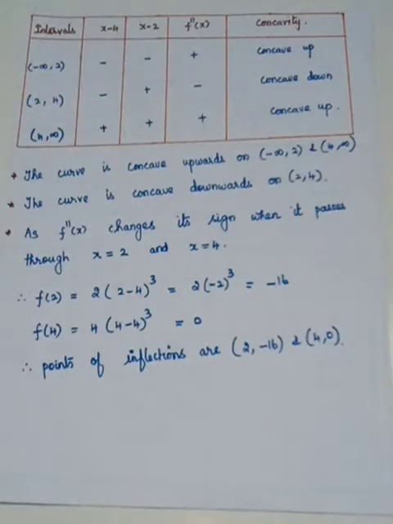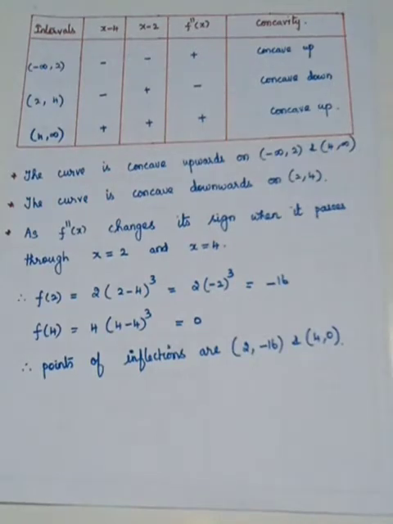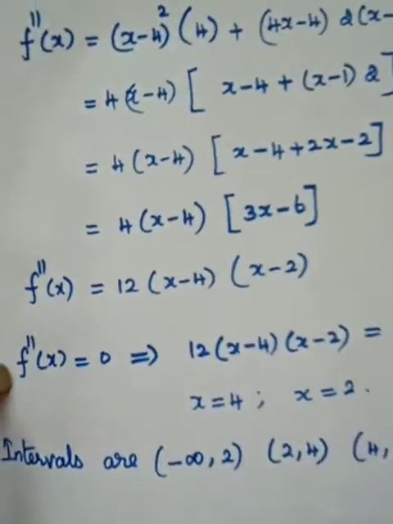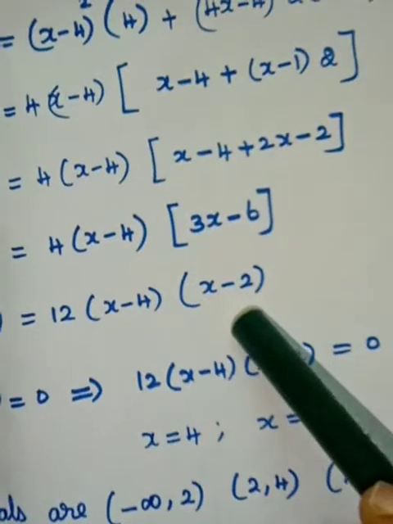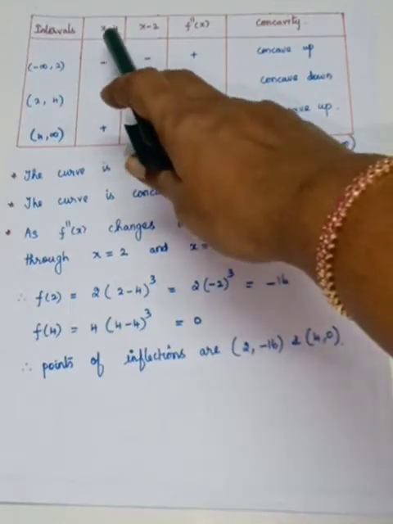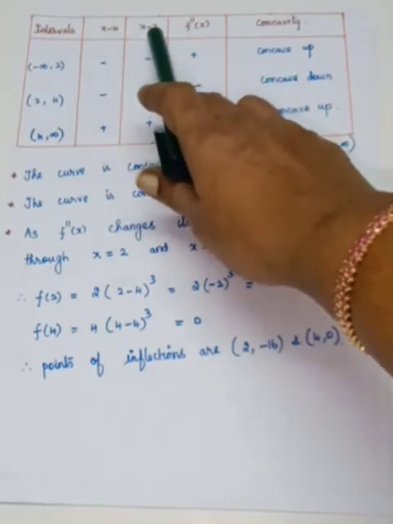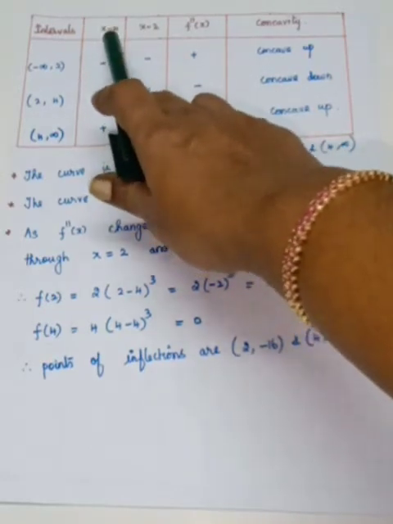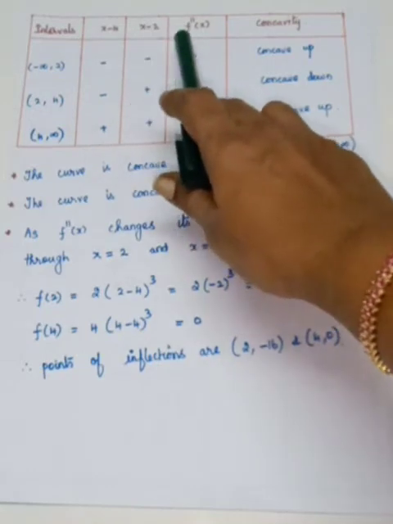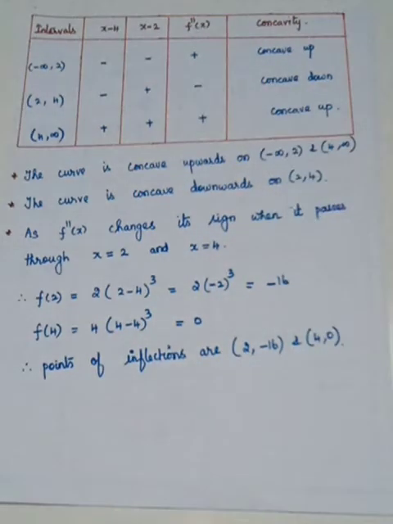For that you have to make a tabular column. First, the intervals, so the 3 intervals are written here, and you have to check the sign of f double dash of x. See, your f double dash of x involves the 2 factors x minus 4 and x minus 2, and f double dash of x is 12 into x minus 4 into x minus 2. So here I am going to check each factor involved in f double dash of x. The first factor is x minus 4, next one x minus 2. Here I am going to check the sign of this factor and the sign of the next factor. Next, totally, I am going to check the sign of f double dash of x. According to that, in this column we will decide the concavity.